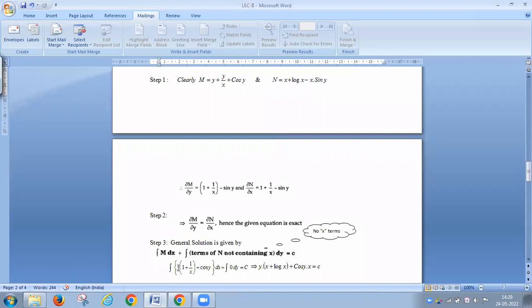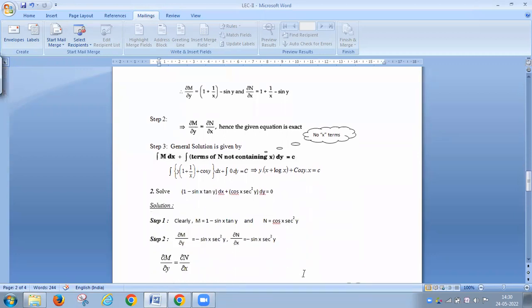Now integrate this M with respect to x. Here we are integrating with respect to x, so y is constant. y times the integral of 1 dx means xy, plus the integral of 1/x dx means log x, and y is constant. So y(x + log x). cos y is constant while integrating with respect to x. So cos y times the integral of 1 dx means x cos y. So y(x + log x) + x cos y = c is the required solution for the given differential equation.